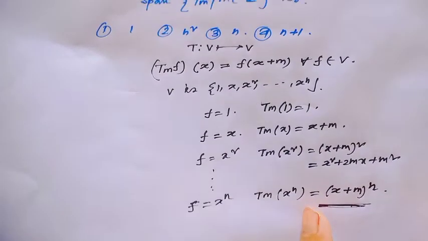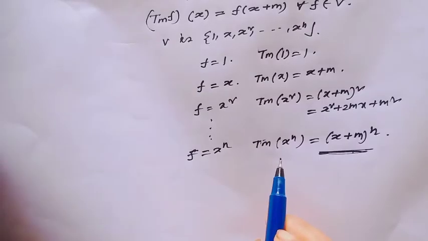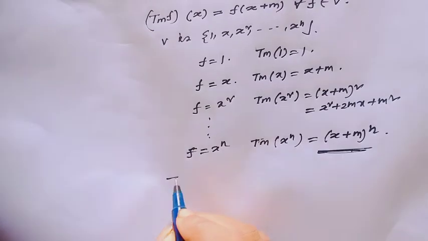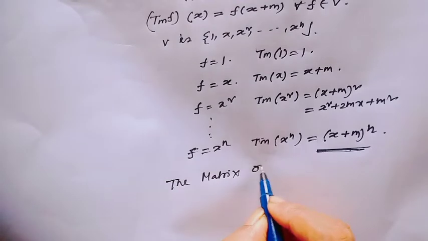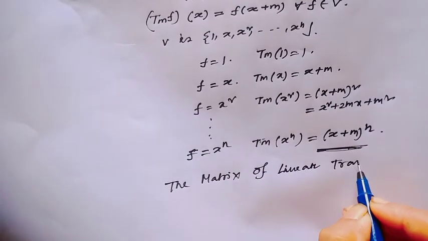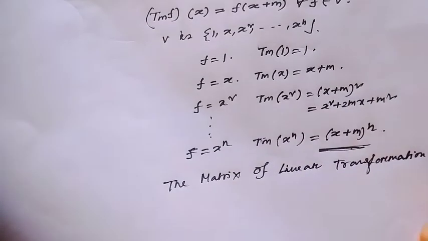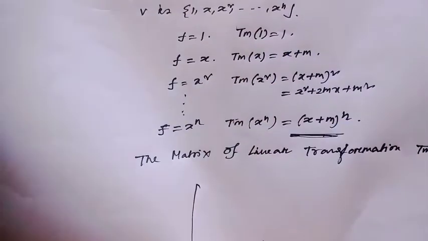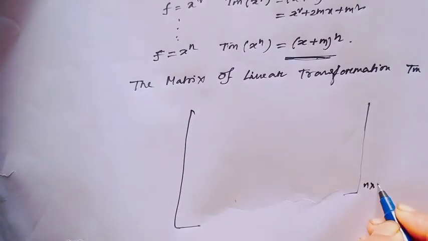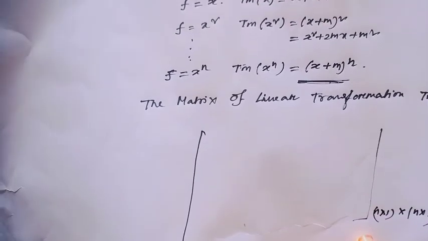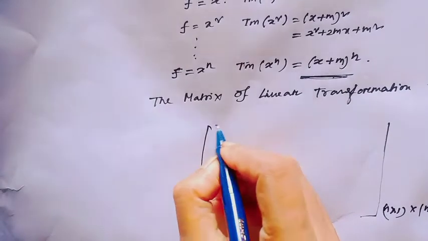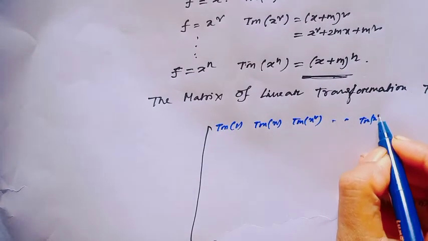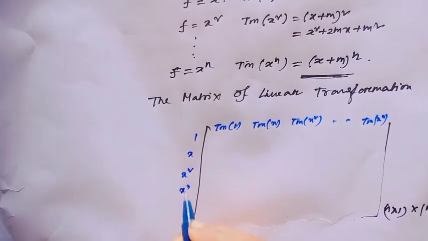Just break that down. Here we have to find in the question the span of Tm. That means the method is to find the matrix of the linear transformation of this Tm. The matrix of the linear transformation Tm is, since the basis vectors are 1, x, x square up to x to the power n, obviously the matrix would be of size (n plus 1) cross (n plus 1). Here the columns would be Tm(1), Tm(x), Tm(x square) up to Tm(x to the power n), and the rows are 1, x, x square, x cube up to x to the power n.